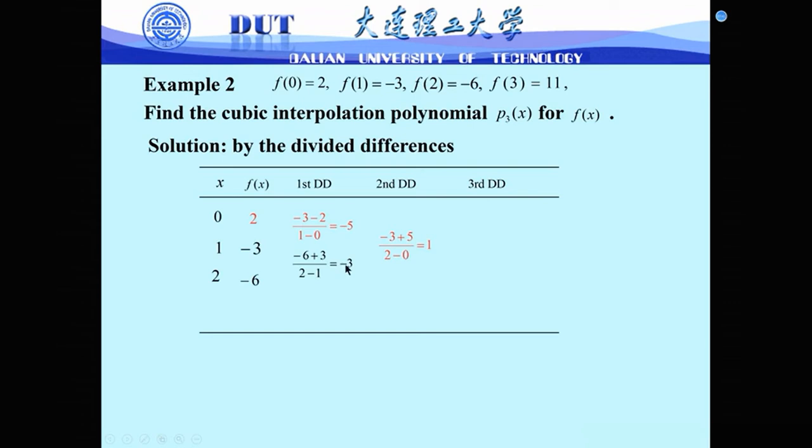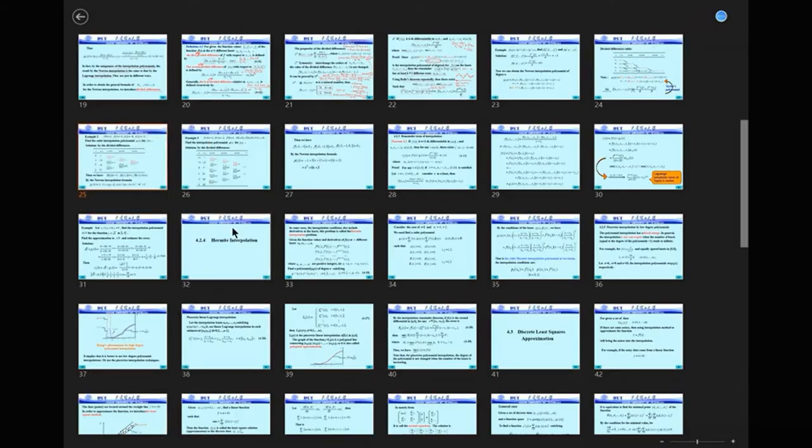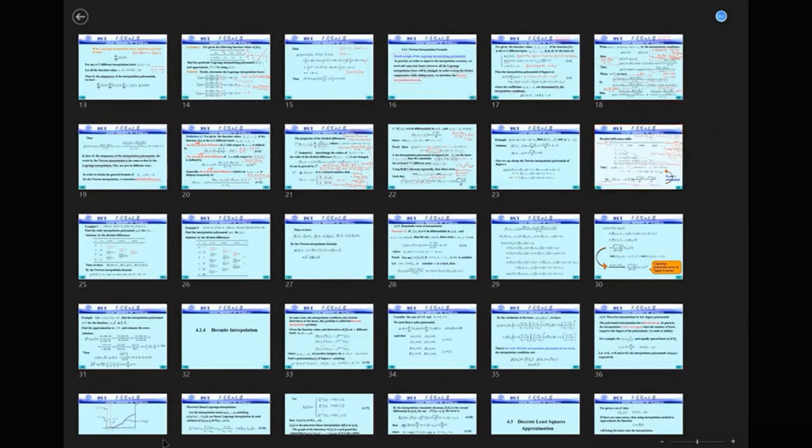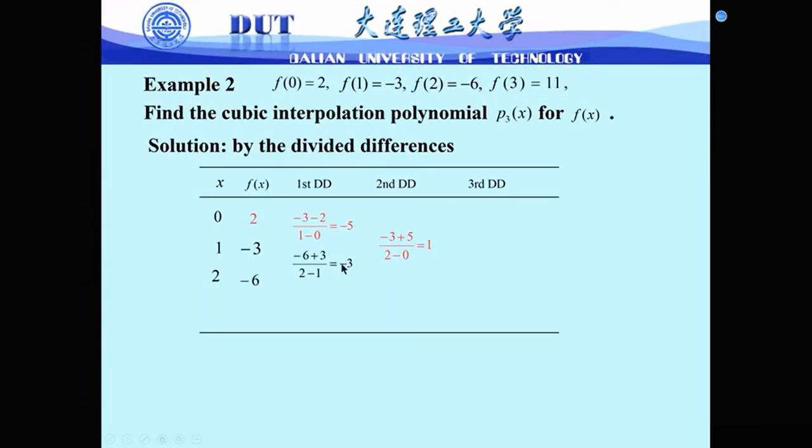The second DD is minus 3 minus minus 5, so plus 5. Can you tell me the denominator? It should be 2 minus 0. Why is it 2 minus 0? Because now we consider f[x0, x1, x2]. Here we use 2 minus 0, because here we use this term minus this term. Of course, you can change the order. So here the denominator is x2 minus x0, 2 minus 0. So you use minus 3 minus minus 5, so it is 1.